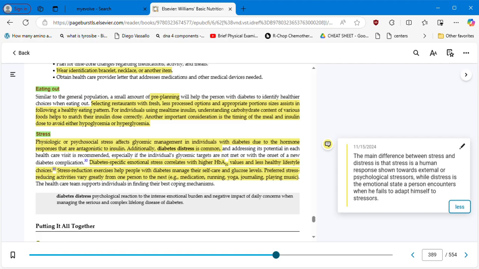Preferred stress reducing activities vary greatly from one person to the next. Meditation, running, yoga, journaling, playing music. Yes. So that's very important.